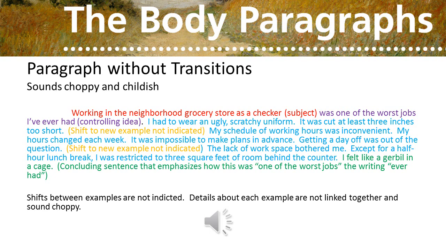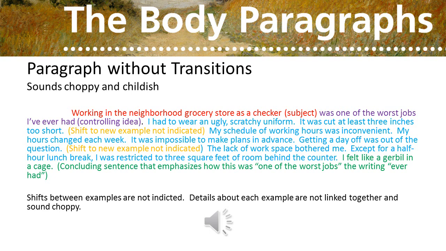And so I want you to notice, and I'm going to read it to you, but there are three basic pieces of information, or three reasons you might say, that are developed in this particular paragraph. The badness of the uniform, the badness of the schedule, and the badness of the workspace. But without transitions, here's how it sounds.